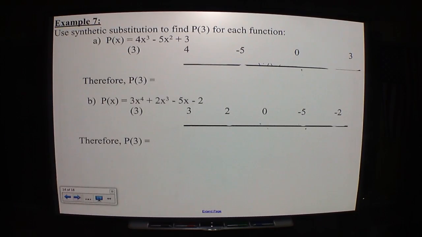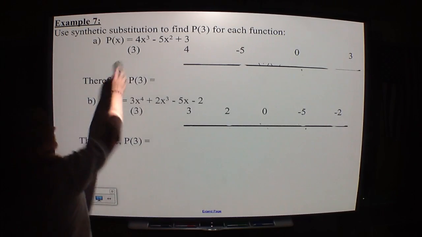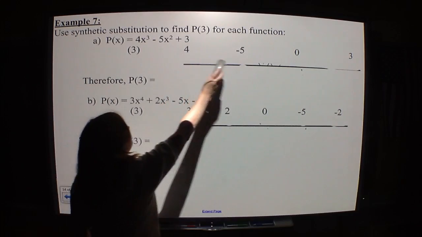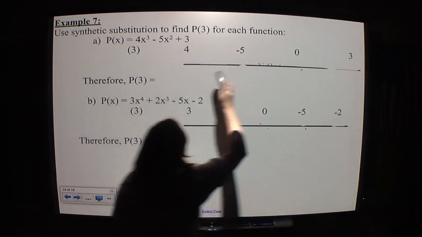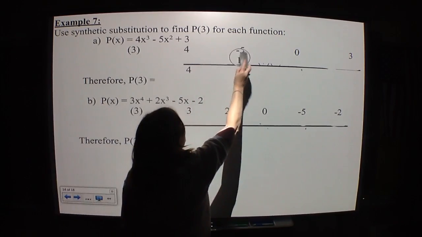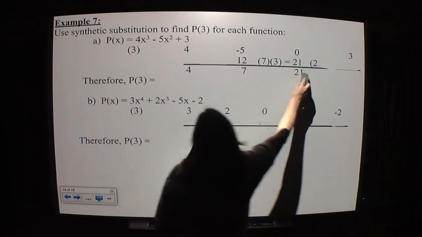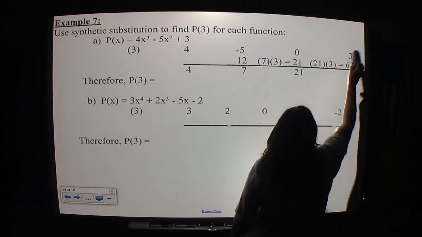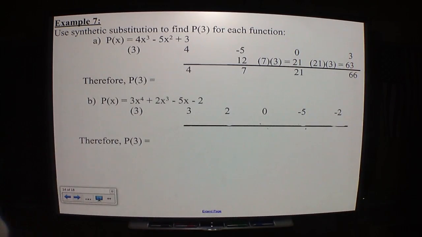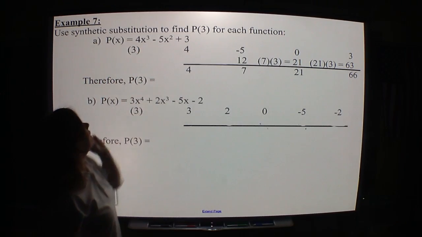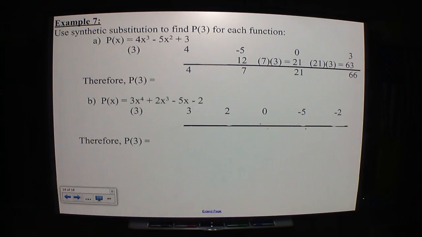Use synthetic substitution to find P of 3. So 3 is my divisor. Cubed, squared, no x term, constant. Bring down my 4. 4 times 3 is 12. Add, 7 times 3 is 21. Add, 21 times 3 is 63. Add, the answer is 66. That's a lot faster than doing 3 cubed is 27 times 4 is whatever it is, 108 minus. It just takes you a lot longer if you don't use synthetic division. So P of 3, like I said, is 66.